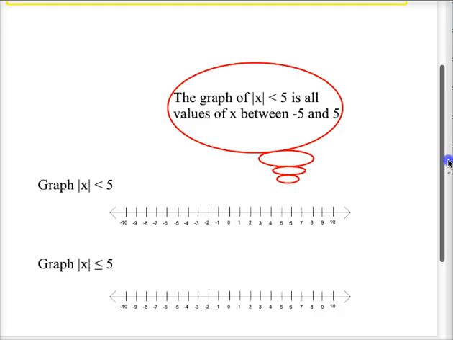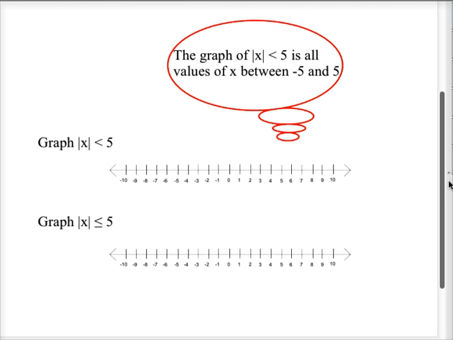So, I'm going to start by just going over some of the basics so you guys can picture what this looks like. I want to graph the absolute value of x is less than 5. Okay, so what does that mean? Well, I want to be less than 5 away from 0, right? So this is a collection of all the values that are less than 5 away from 0.